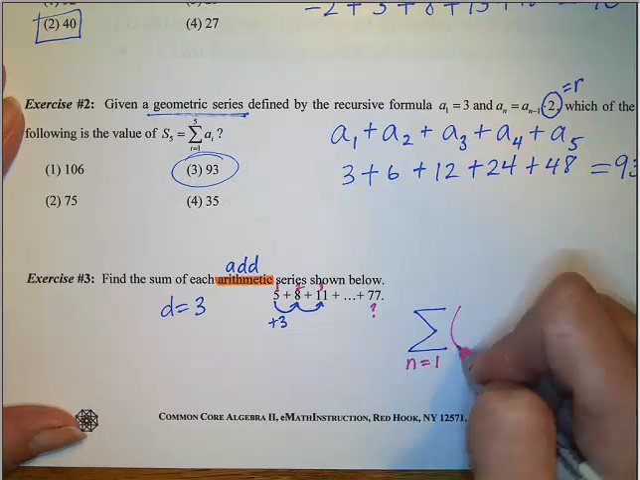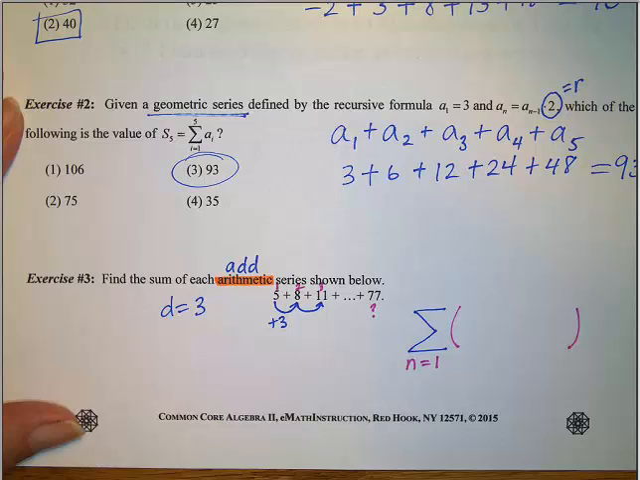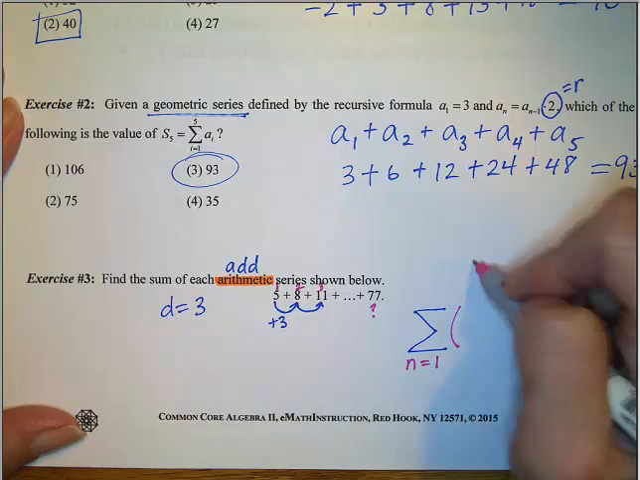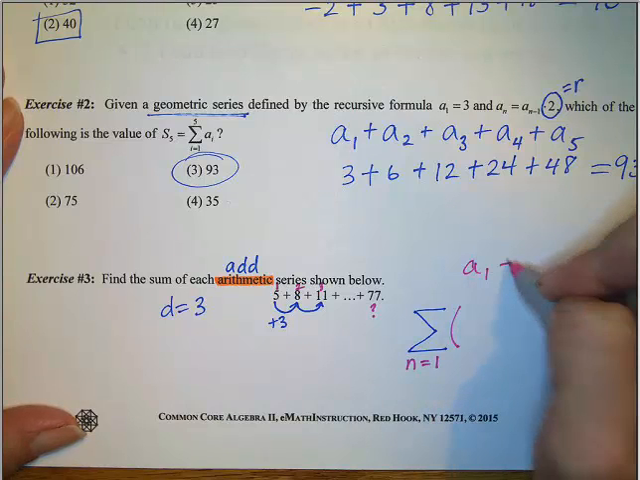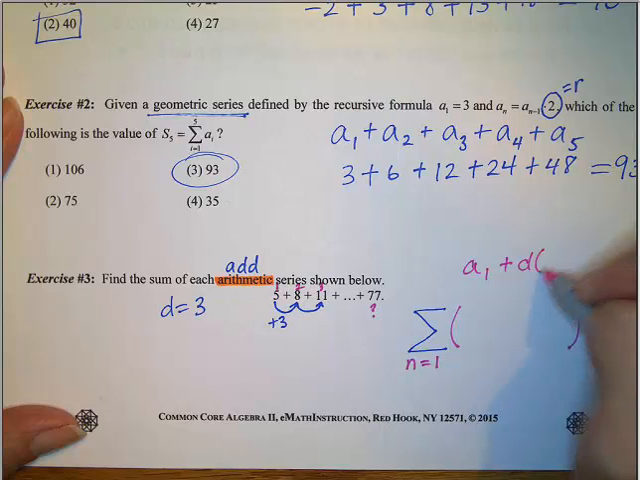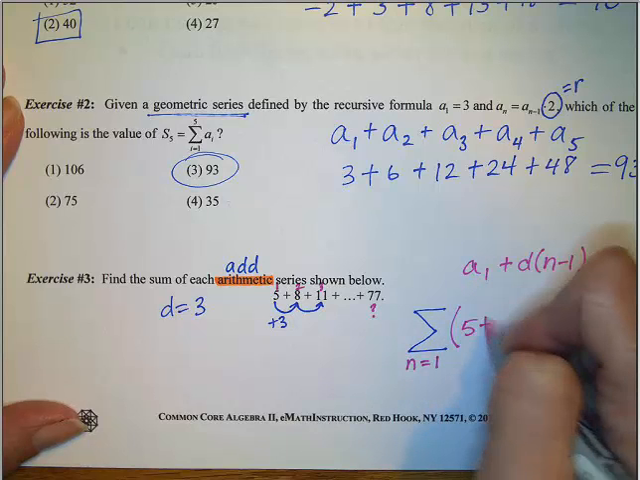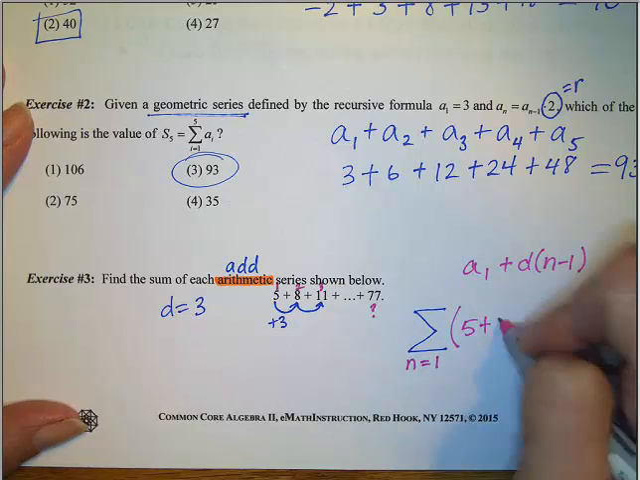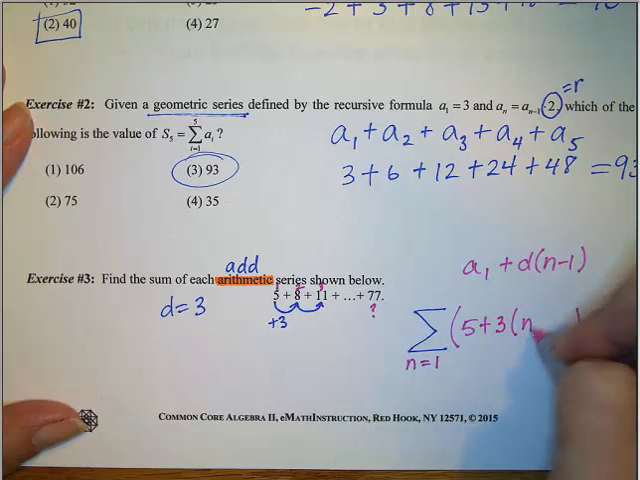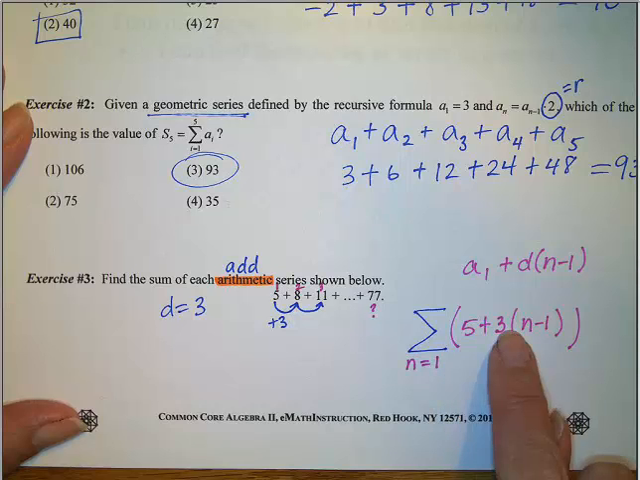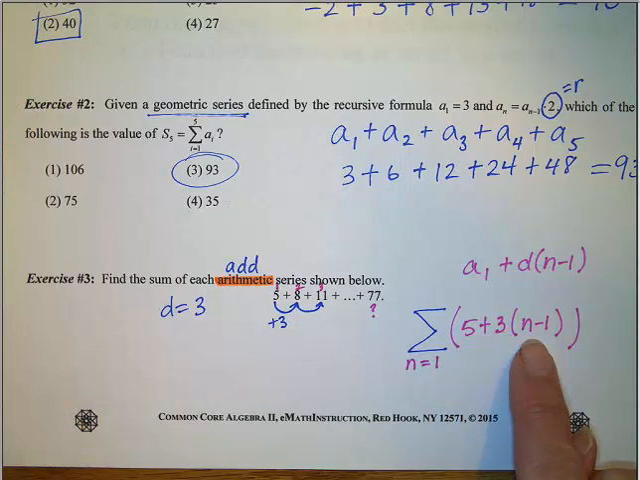After this is my explicit formula. So for arithmetic, it's a sub 1 plus my common difference times n minus 1. So what's my first term? 5 plus, what's my common difference? 3 times n minus 1. I can't do 5 plus 3 because 3 is being multiplied. So don't ever do that.